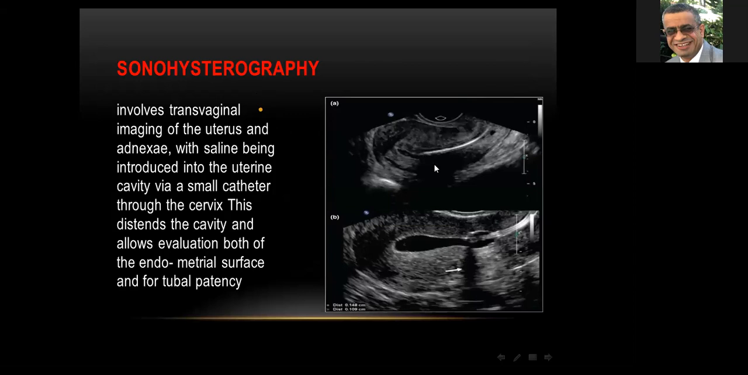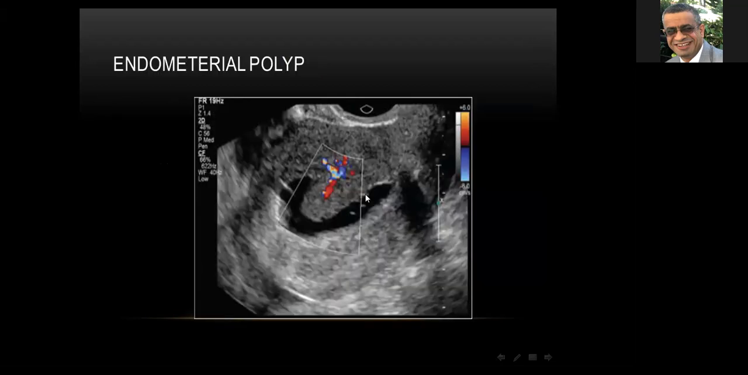Sonohysterography involves transvaginal imaging of the uterus and adnexa with saline being introduced into the uterine cavity via a small catheter through the cervix. This distends the cavity and allows evaluation of both the endometrial surface and tubal patency. This picture shows an endometrial polyp detected by sonohysterography.